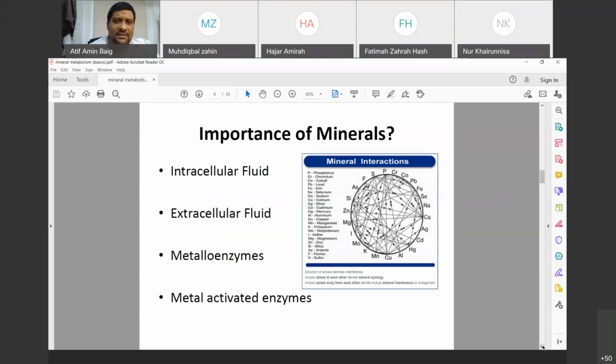What is the importance of minerals? Remember, we will go back to our physiological phenomena: we have intracellular fluid and extracellular fluid. We have a new concept of metalloenzymes and metal-activated enzymes. In this whole lecture, to be very specific, the concept of metalloenzymes and metal-activated enzymes is the most important for all of you. Now, for the ECF and ICF, the composition is very specific. It's not our talk for today, but remember there is a difference.